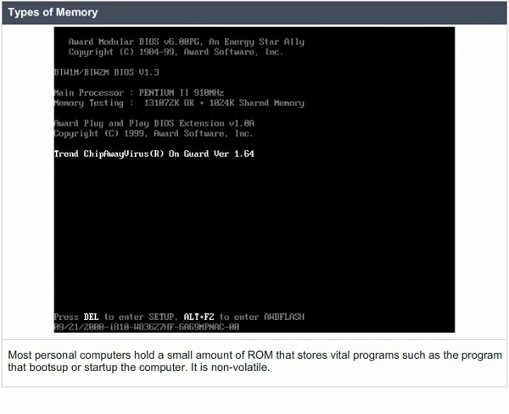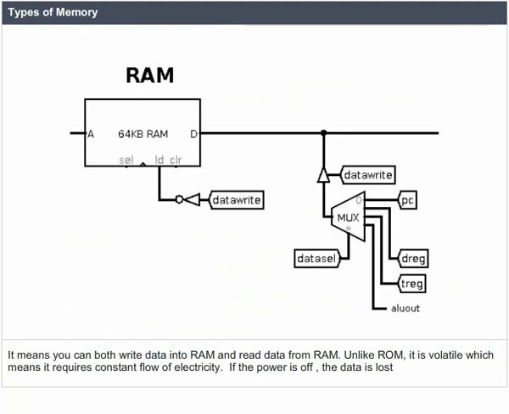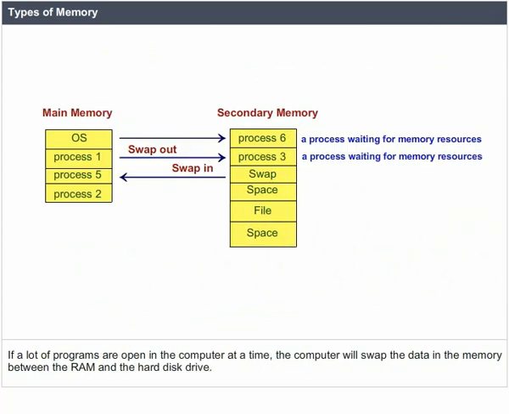Random access memory. It is the same as main memory. The term RAM refers to random access memory. It means you can both write data into RAM and read data from RAM. Unlike ROM, it is volatile, which means it requires a constant flow of electricity. If the power is off, the data is lost. It is the most common and most easily accessible memory found in computers, laptops, and devices such as printers. If a lot of programs are open in the computer at a time, the computer will swap the data in the memory between the RAM and hard disk drive.